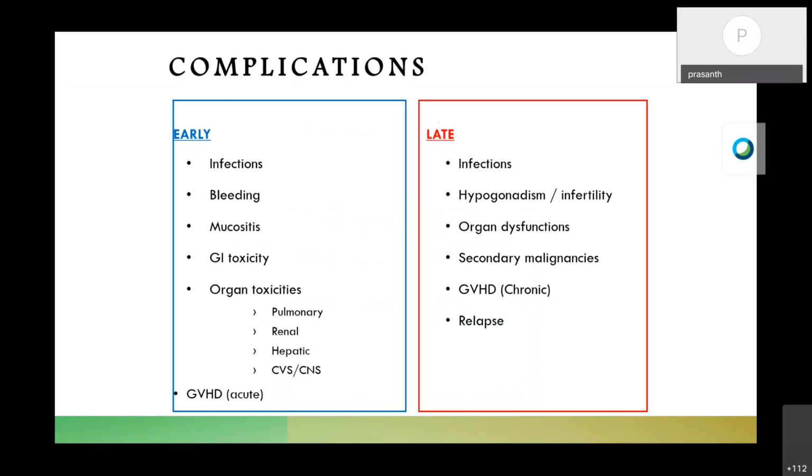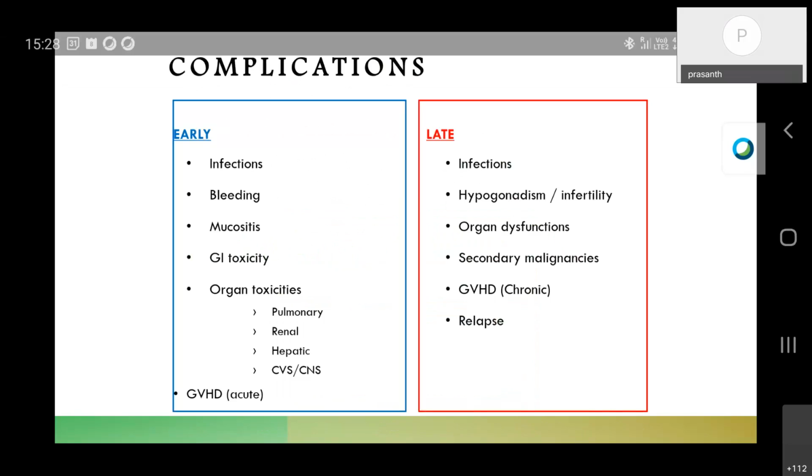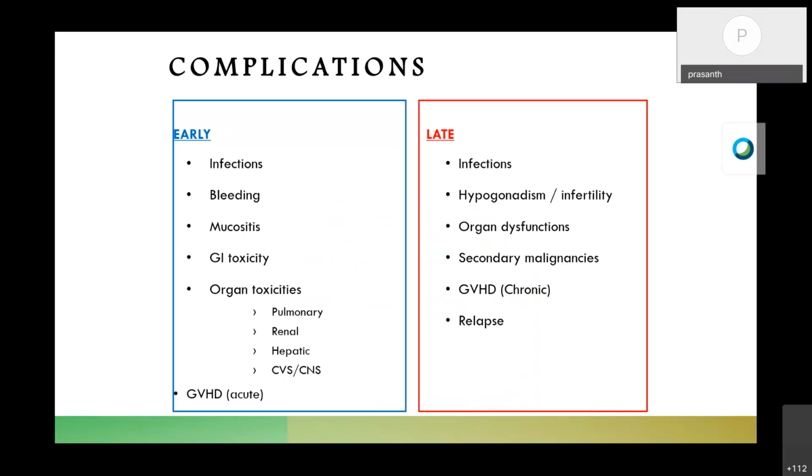What are the complications in the transplant period that we have to worry about? So the most important thing are the infections. In the early period, because of the profound neutropenia, they can get gram-negative sepsis, which is one of the biggest killers in this setting. Because of the low platelets, they can have bleeding. Many of them have very bad mucositis because of the very powerful chemotherapy agents that we have given.